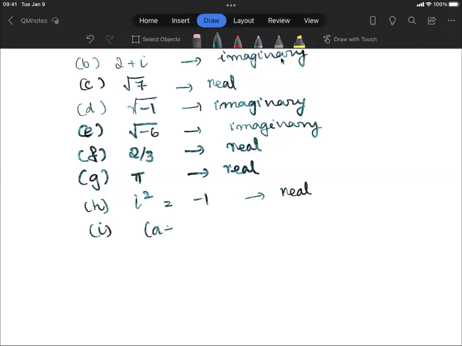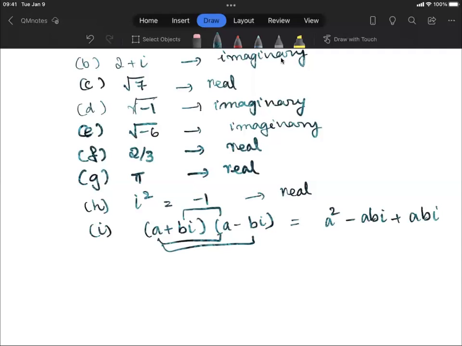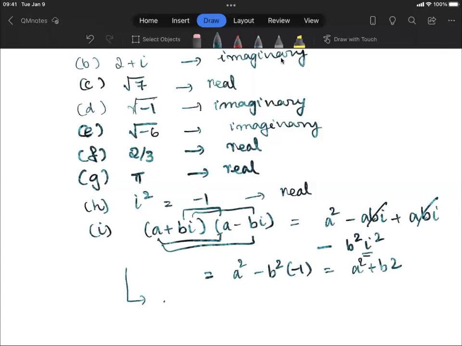I is (a plus bi) times (a minus bi). So this is nothing but a squared minus abi plus abi, minus b squared i squared from this term. So these two get cancelled. I have a squared minus b squared times -1. i squared is -1, so I basically have a squared plus b squared. So I is most certainly real.